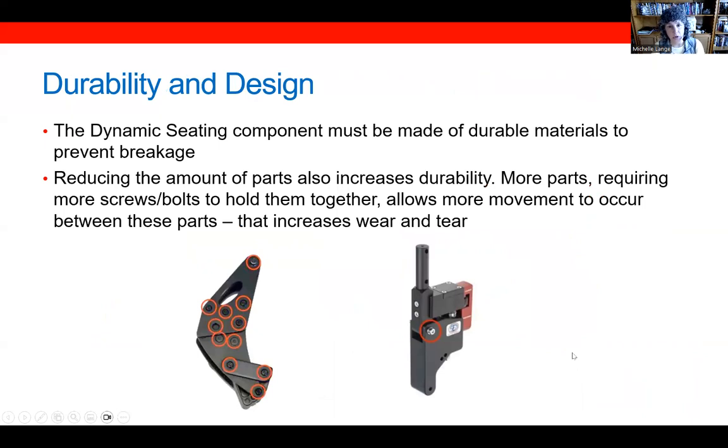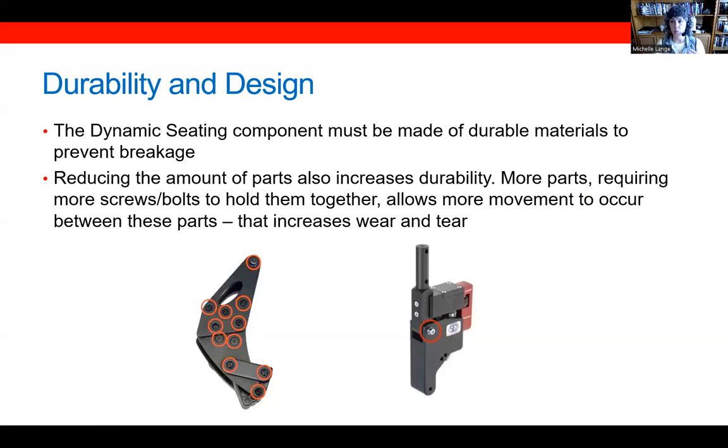Further design considerations mean that we need to ensure the dynamic component itself is made of very durable materials to prevent that from breaking. Another design consideration that can help with durability is reducing the amount of parts. So if there's more parts, more screws and bolts to hold those together, this allows more movement between those parts, and that increases wear and tear. So on the left here, we have a dynamic component that has multiple bolts and holes going through various portions of the component to hold it all together.